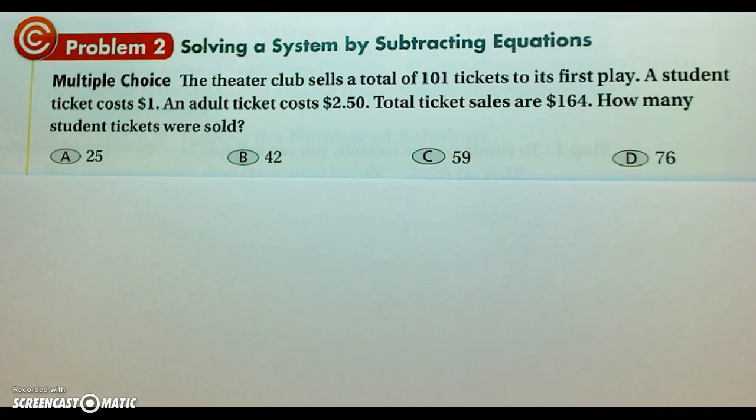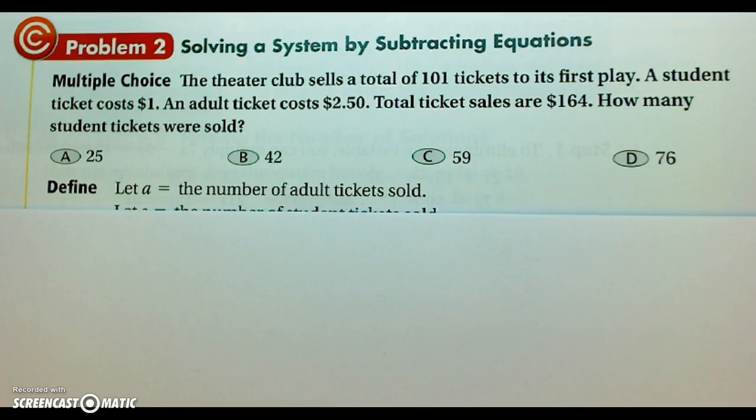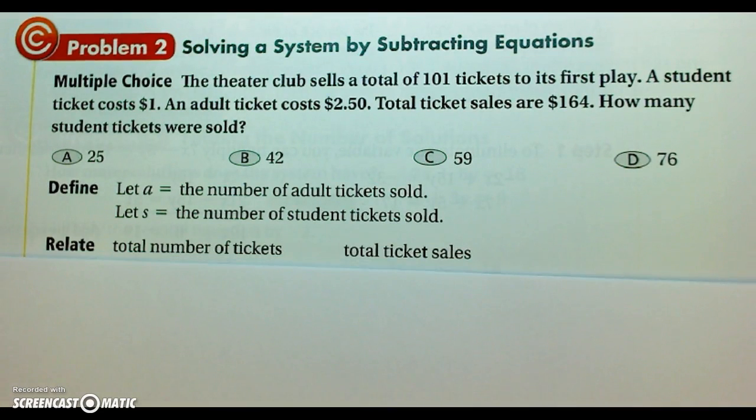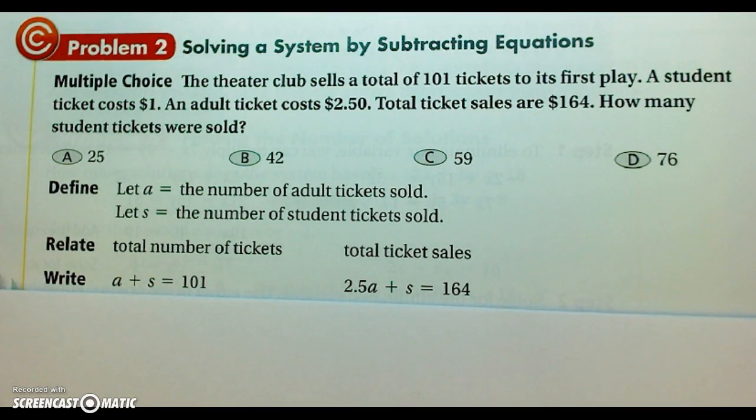But we need to back up and write the two equations that are going to help us solve this. So we are going to let A equal the number of adult tickets and S equal the number of student tickets sold. We know if we take the student tickets and the adult tickets and add them together, it's 101. We know that it's $2.50 for the adult ticket and only $1 for the student ticket. So we don't need to write 1 in there. Remember, mathematicians don't do things twice.